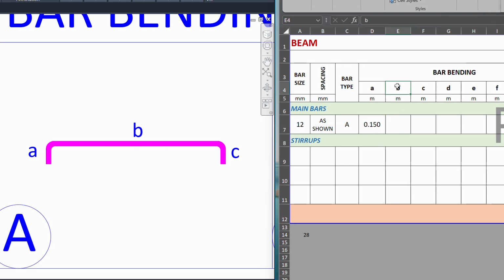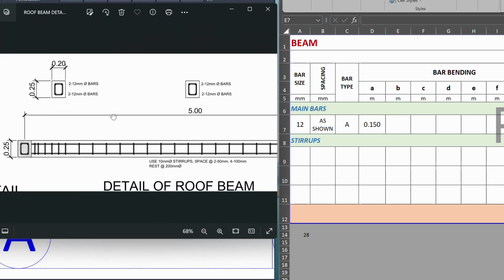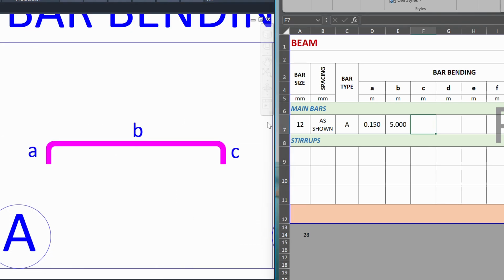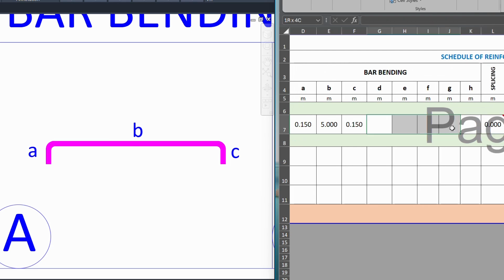And then for our small letter B, how long is this small letter B? Let's go back to the roof beam detail. We have 5 meters center to center, so we can just use this 5 meters. And then C is just the same as A. Equal nyo lang yan. You just put equal and that's it. And the other D, E, F, G, H, just leave them blank if not necessary. We only have ABC here.